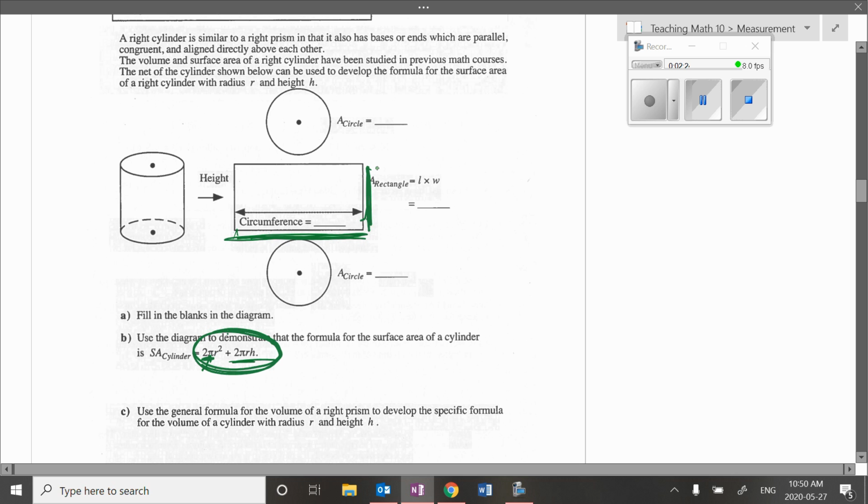The volume is the area of my base times the height. So my volume is just equal to pi r squared times h.